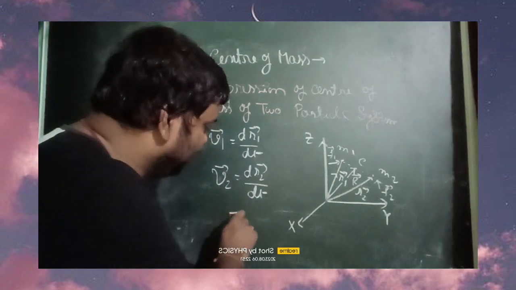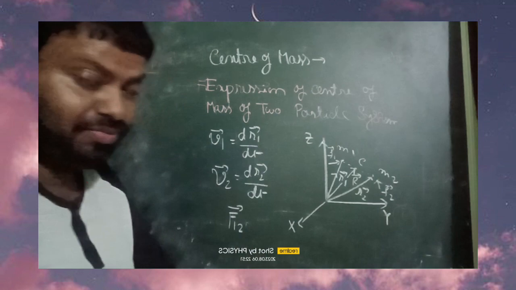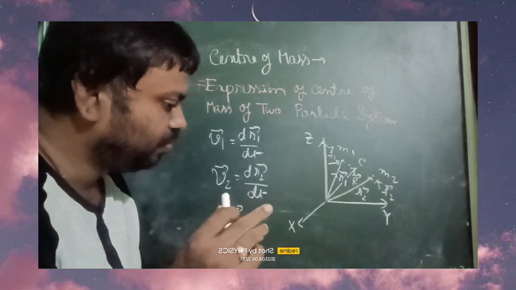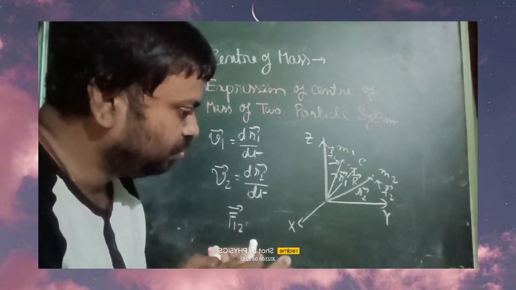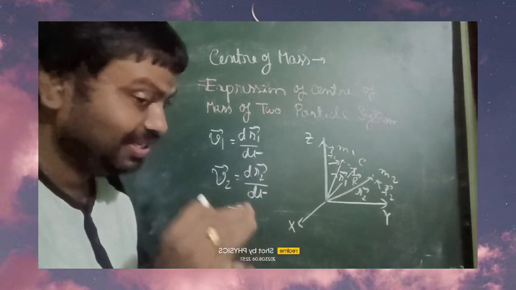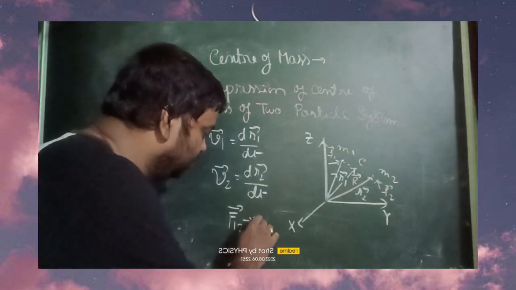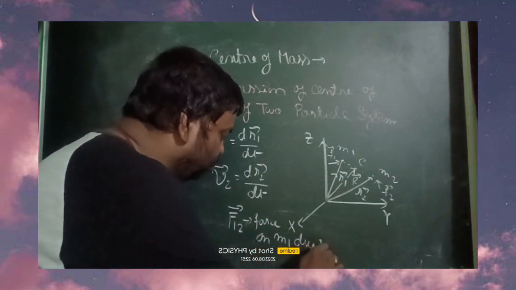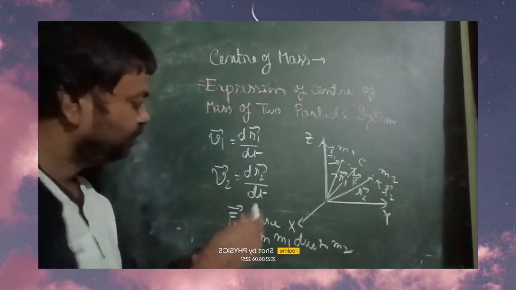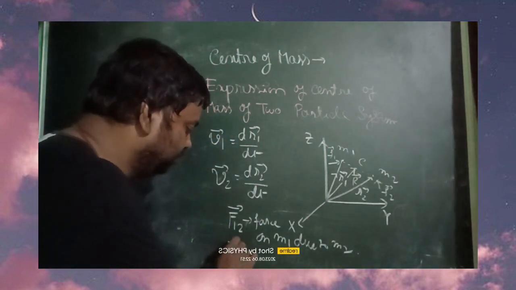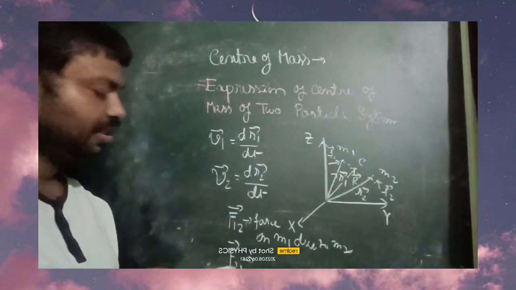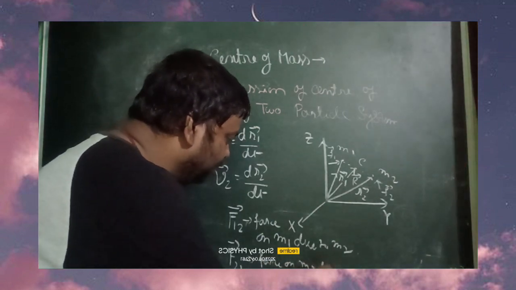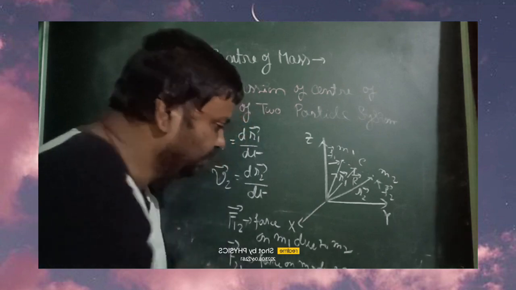Now let us consider F12. There is an interacting force between the two particles. So F12 is the internal force on m1 due to m2. And we will also consider F21. What is F21? You can say easily that it is the force on m2 due to m1.